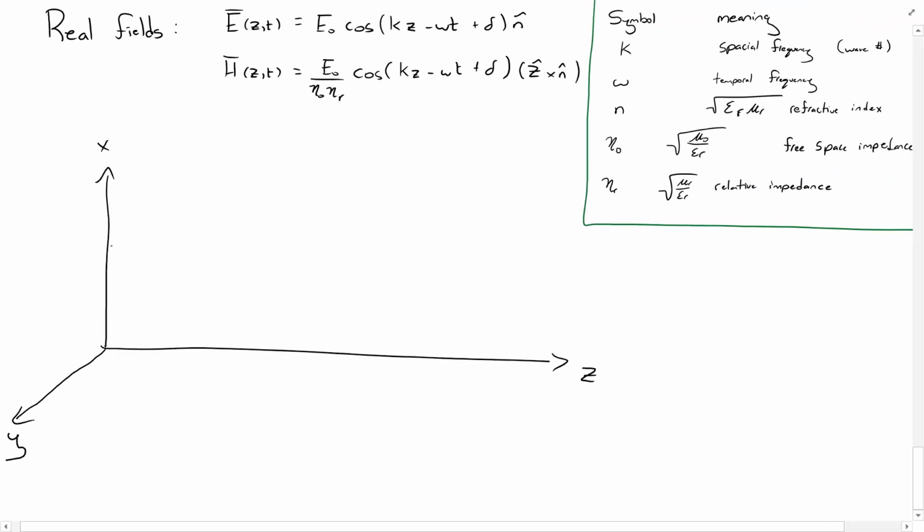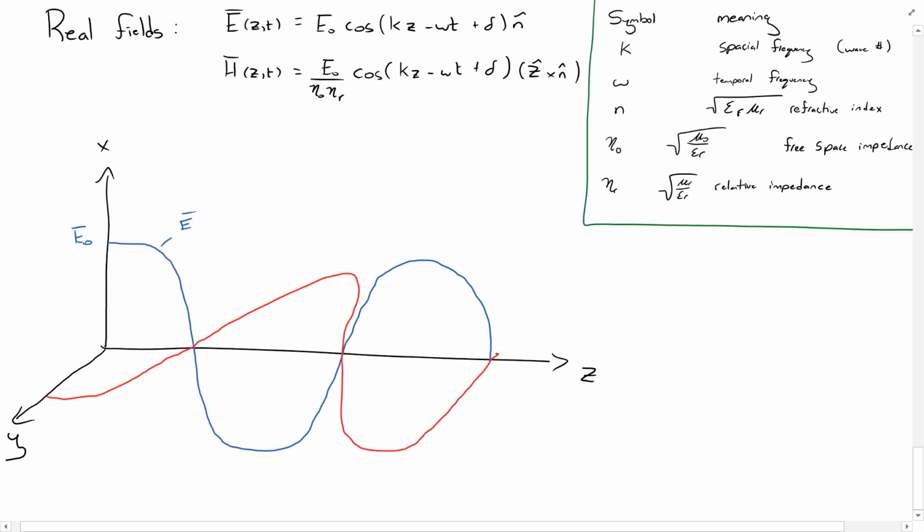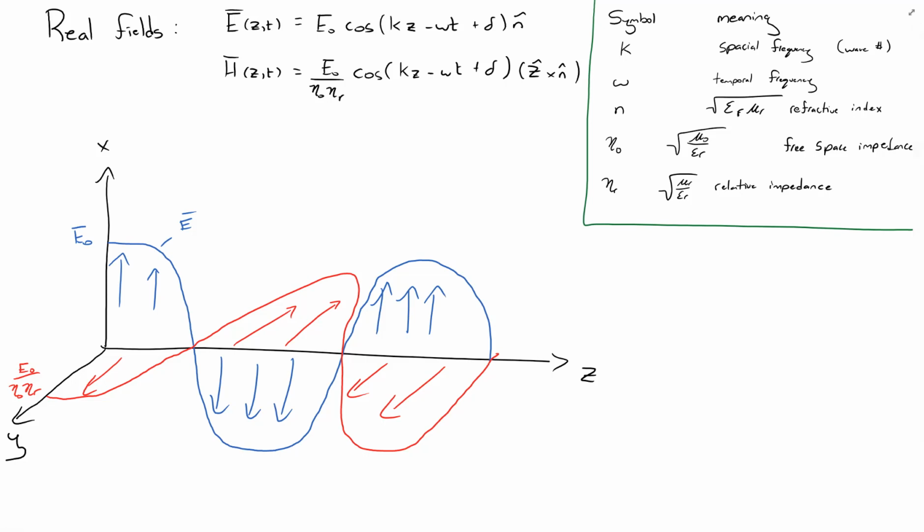So this is just our electric field, with its amplitude dependent on the electric field and scaled by our free space impedance and relative impedance.